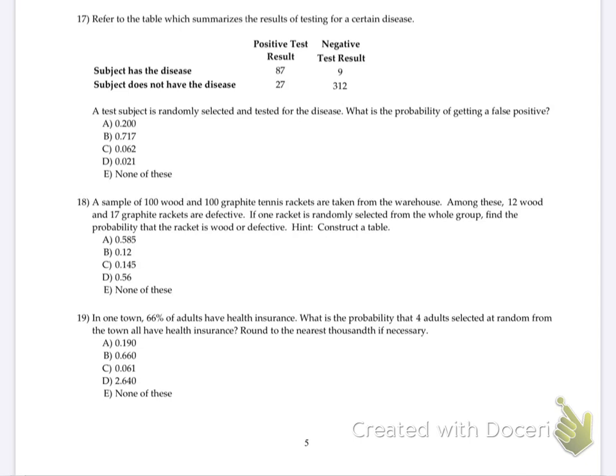A sample of 100 wood and 100 graphite tennis rackets are taken from a warehouse. Among these, 12 wood and 17 graphite are defective. If one racket is randomly selected from the whole group, find the probability that the racket is wood or defective. Hint, construct a table. Remember these make-your-own tables? Those are important. For sure there'll be one of those on the actual final where you have to make a little table. So let me let you do that.